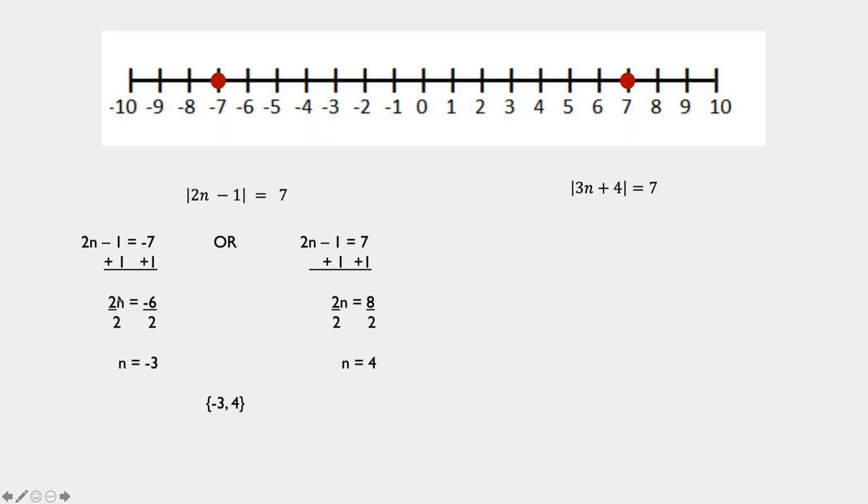So I add 1 to both sides. 2n is negative 6, divided by 2, n is negative 3. Real simple equations to solve. Add 1 to both sides. 2n is 8, divided by 2, n equals 4. So again, not difficult to solve at all.